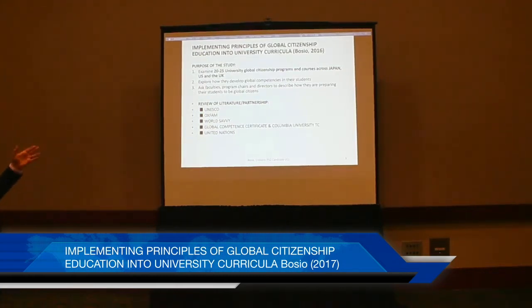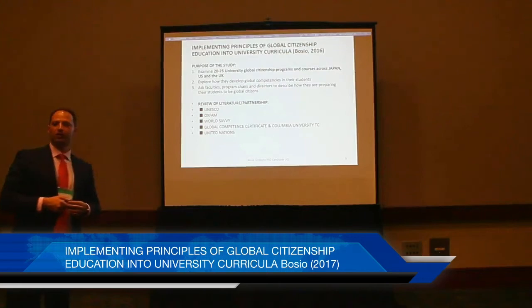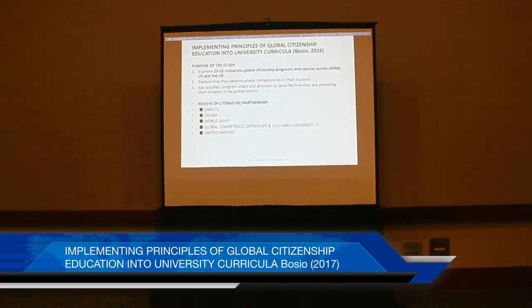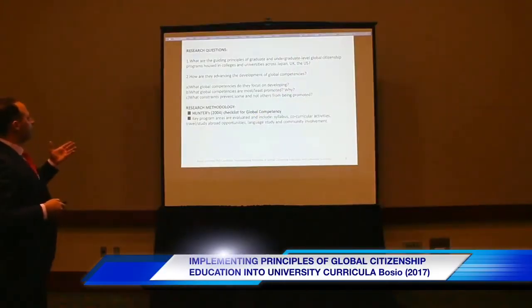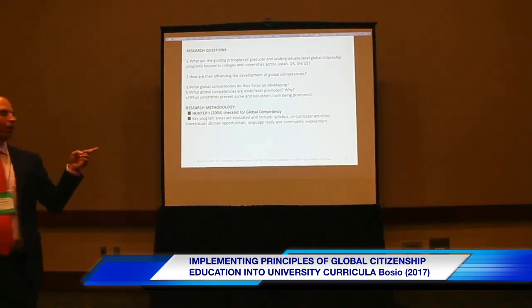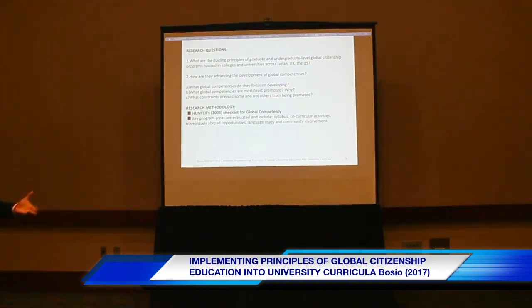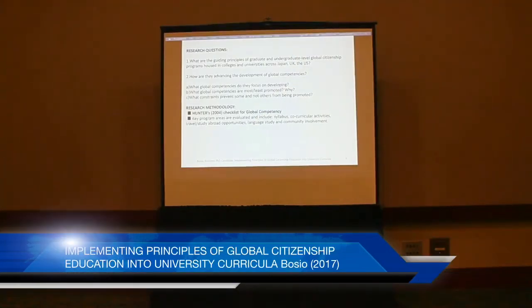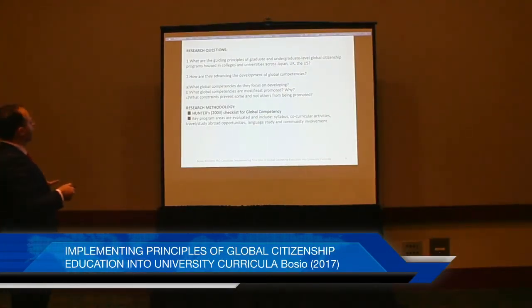In terms of partnership and literature review, I'm getting in touch with UNESCO, Oxfam, World Study, Global Competence Certificates, and Columbia University Teachers College, which is doing great work on global competency, and obviously the United Nations. Research questions, very quickly. The first one is, what are the guiding principles within undergrad and graduate programs in terms of how they promote global citizenship? The second is how they are advancing the development of global competencies. The follow-up question is, what global competencies do they focus on developing, which are least promoted and why, and what are the constraints within the 25 universities selected?